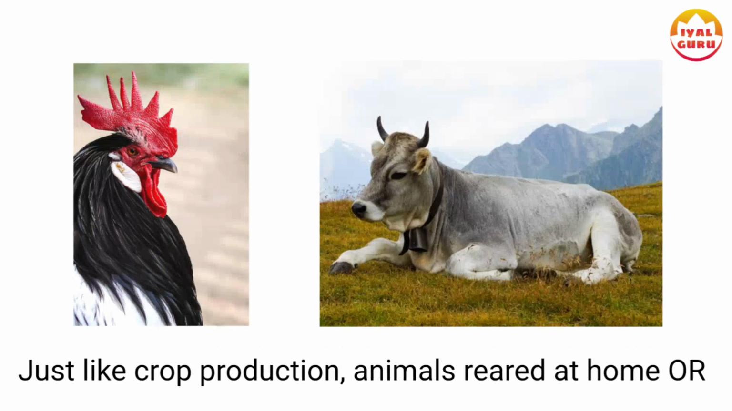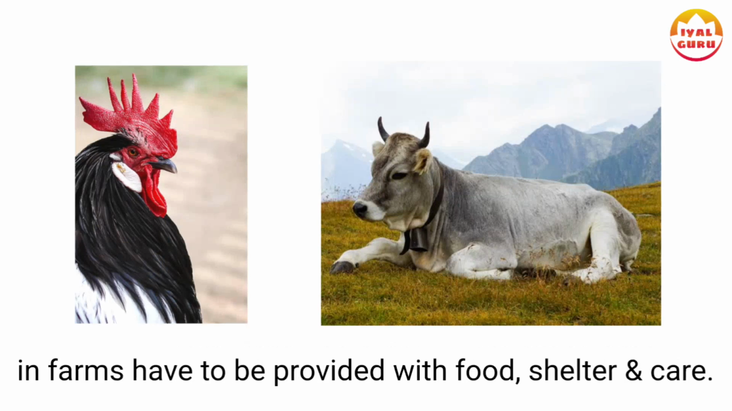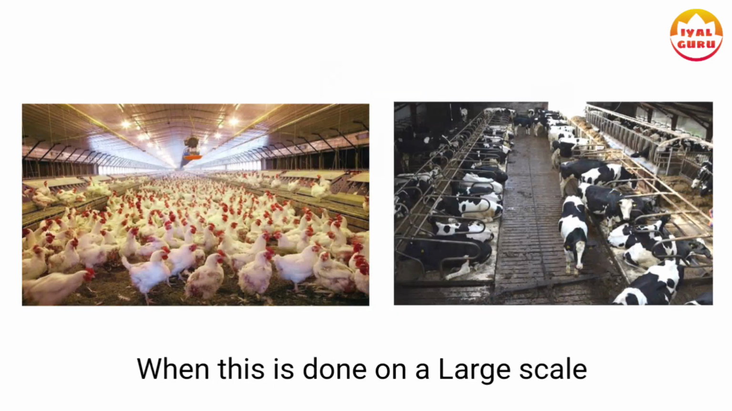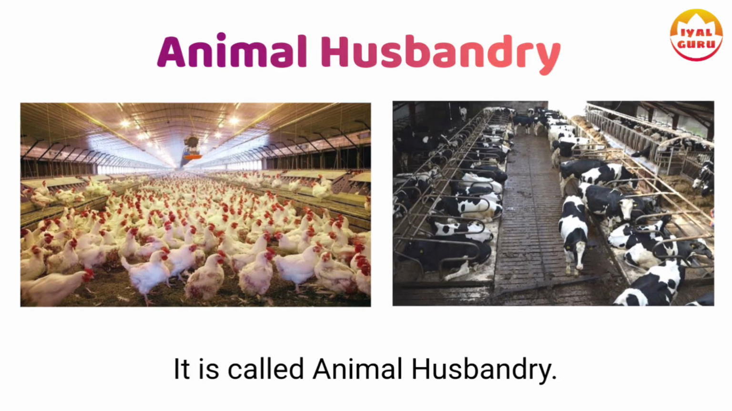and microorganisms. Just like crop production, animals reared at home or on a farm have to be provided with proper food, shelter and care. When this is done on a large scale, it is called animal husbandry.